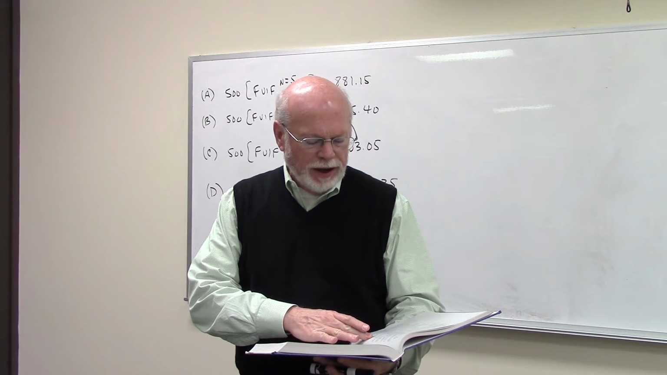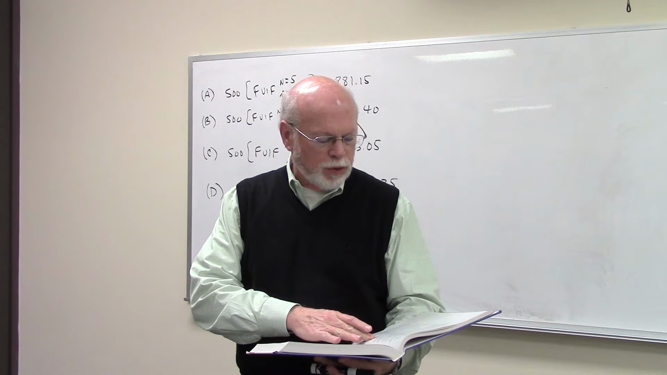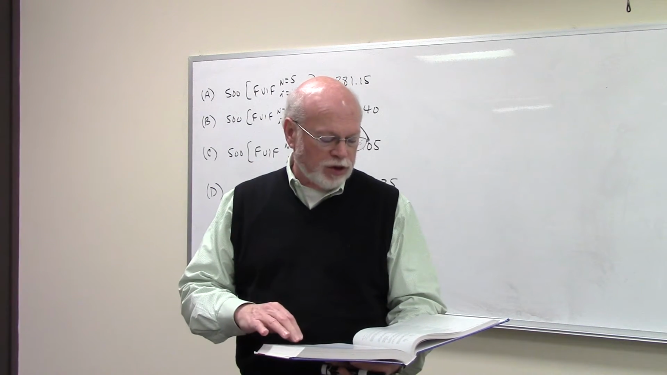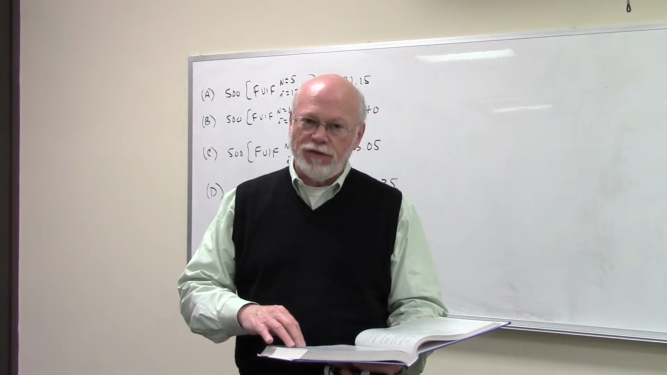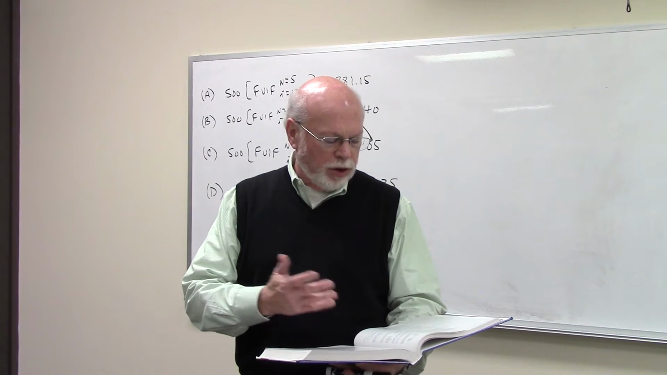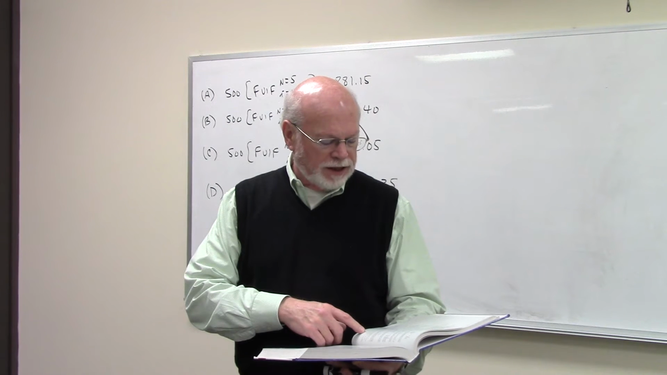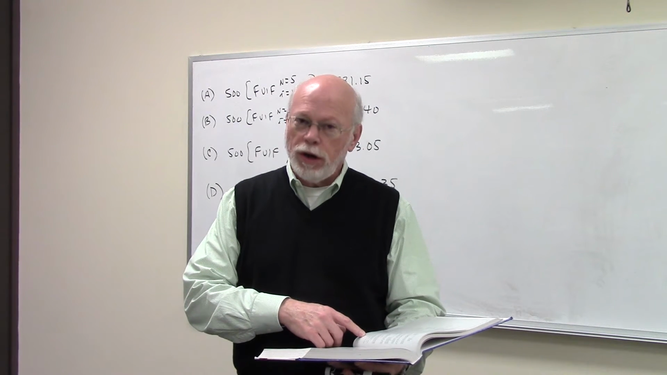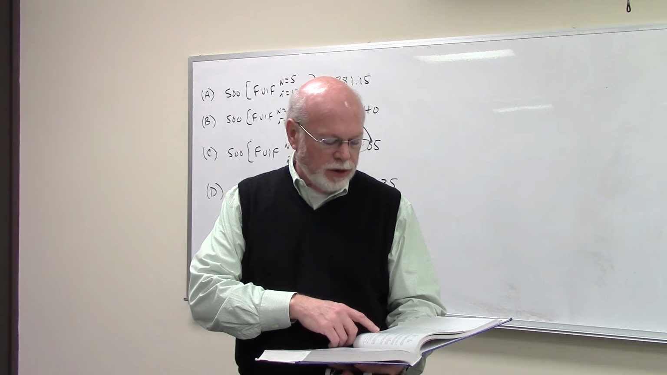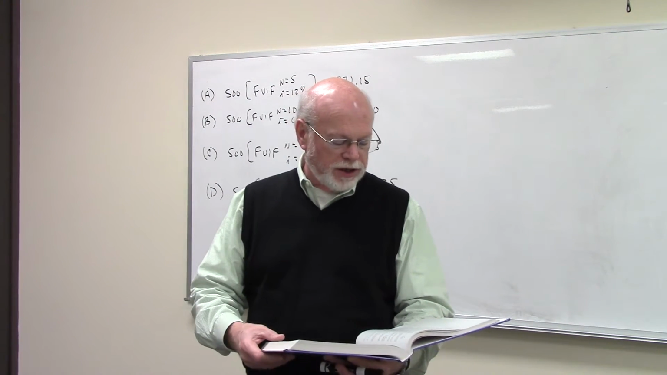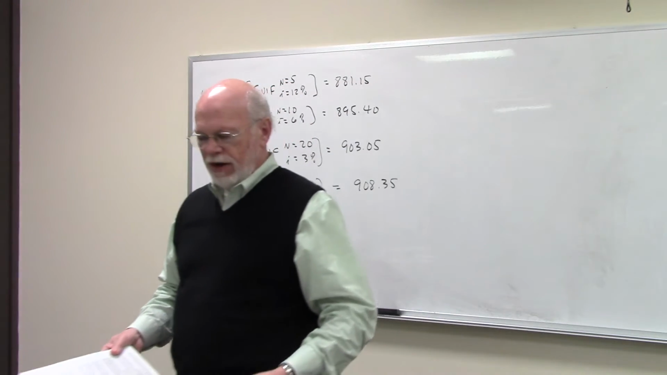It says, find the amount to which $500 will grow under each of the following conditions. A part, 12% compounded annually for 5 years. B part, 12% compounded semi-annually for 5 years. C part, 12% compounded quarterly for 5 years. D part, 12% compounded monthly for 5 years. The E part, 12% compounded daily for 5 years.